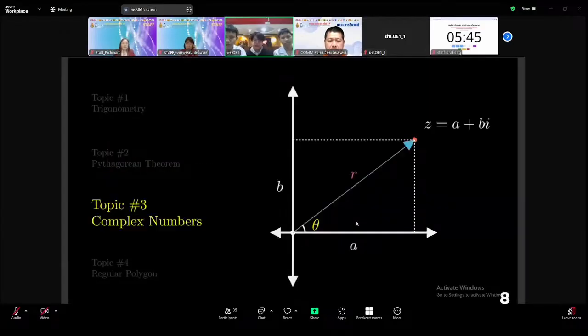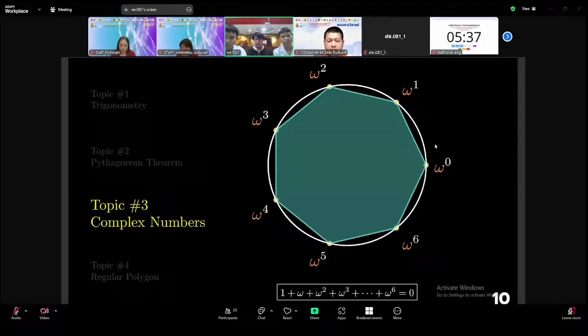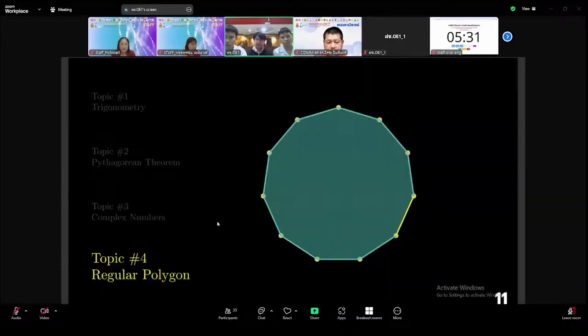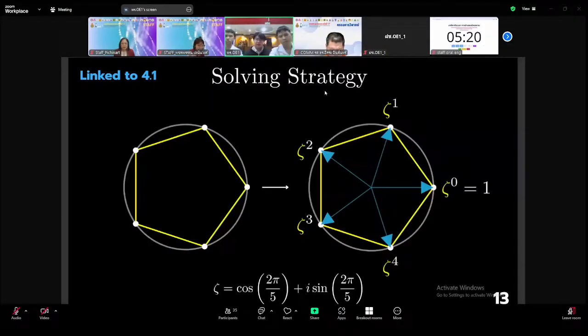And let's move on to complex numbers, where we use complex numbers in the form of polar coordinates in order to define the points on the complex plane. One fact is that the sum of the roots of unity of a complex number is always equal to 0, no matter how you pick the roots of unity. And the last one is the regular polygon. It is a polygon where each side is equal and each internal angle is equal to (n minus 2) times pi over n. From this project, our main strategy is to change a geometry problem into an algebra problem.